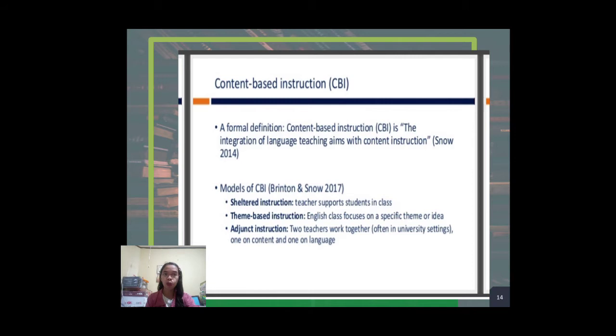Two teachers work together, often in university settings, one on content and also one on language. So, two teachers, one is for the content and then the other one is for the language.